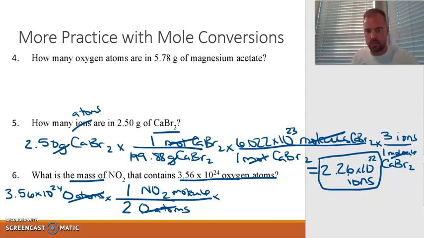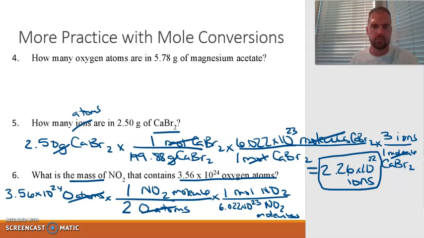And so now what I can do is I can say, all right, if I have 6.022 times 10 to the 23rd nitrogen dioxide molecules, that's the same thing as saying I have 1 mole of nitrogen dioxide, right?